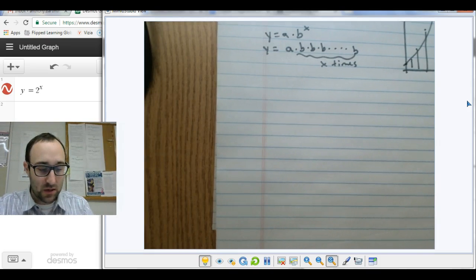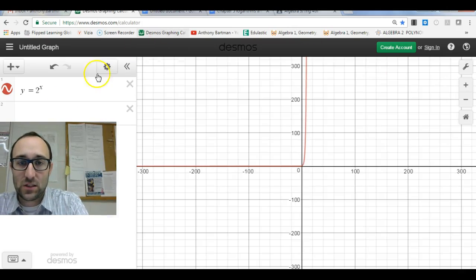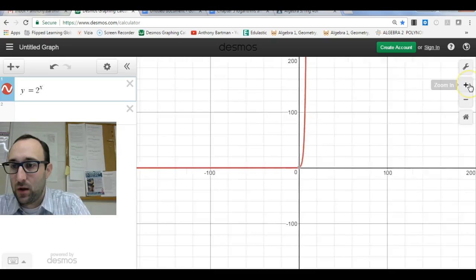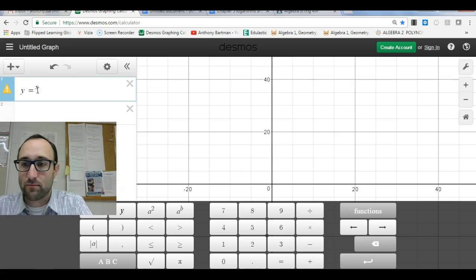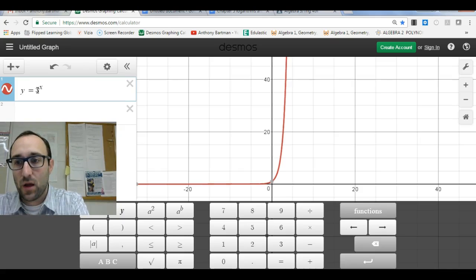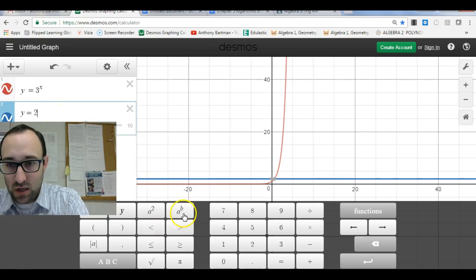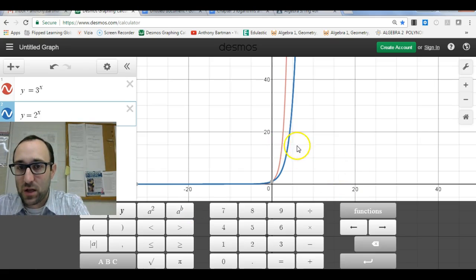Now I'm going to ask the question, what happens if we increase that 2? If I change this 2 to something larger, what's going to happen to this graph? I'm going to zoom back in, and let's predict what happens when that 2 becomes something bigger, like 3. What does it look like? If we say y equals 2 to the x, there's the blue one. The blue one is the original. The red one is our new increased base.